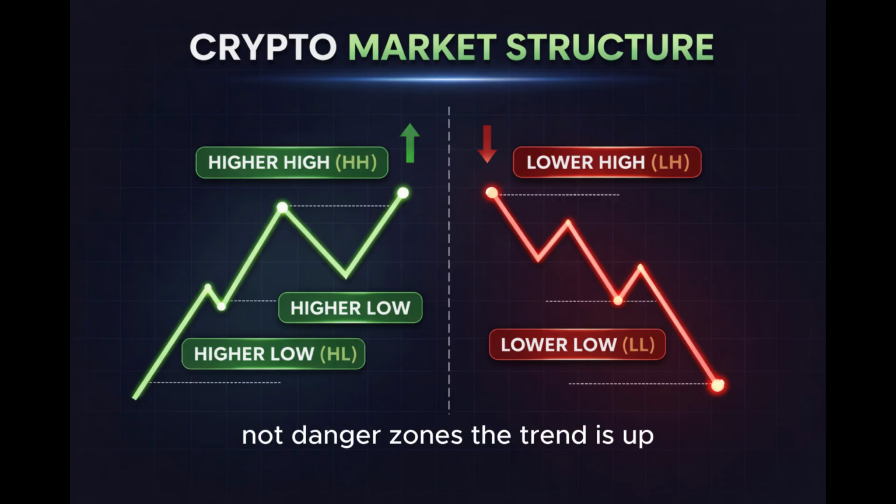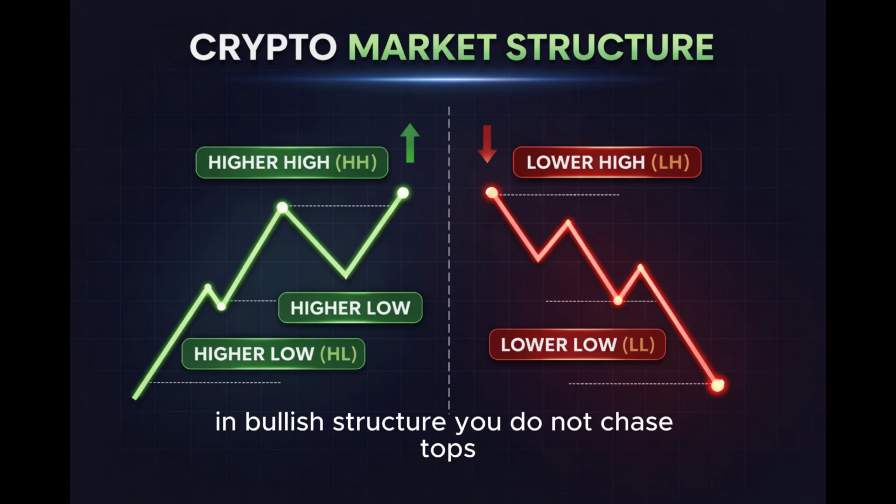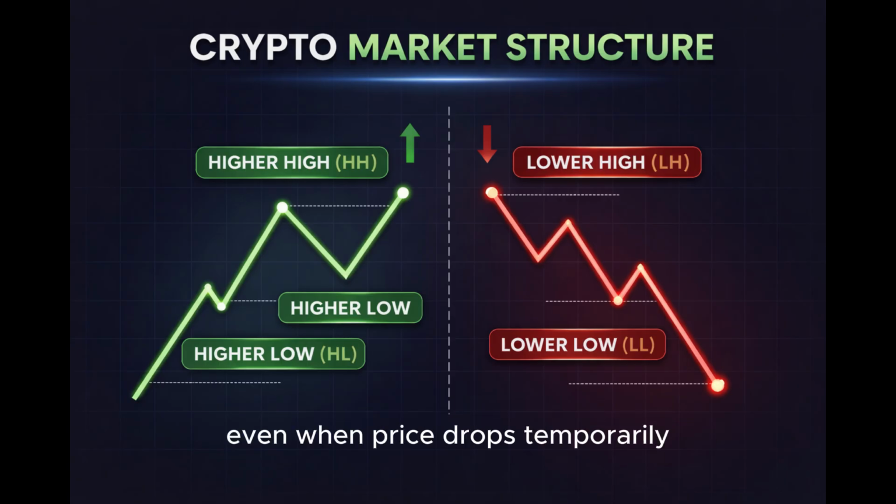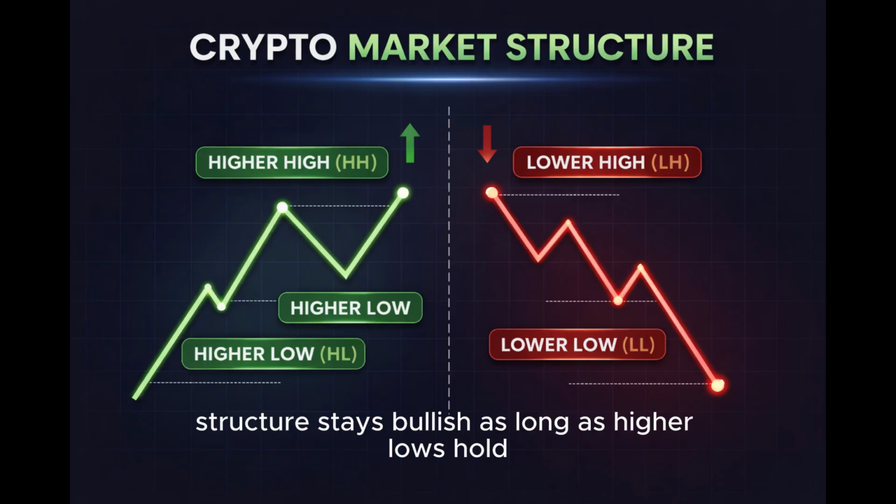The trend is up. In bullish structure, you do not chase tops. You wait for pullbacks. You look for buy opportunities near higher lows. Even when price drops temporarily, structure stays bullish as long as higher lows hold.